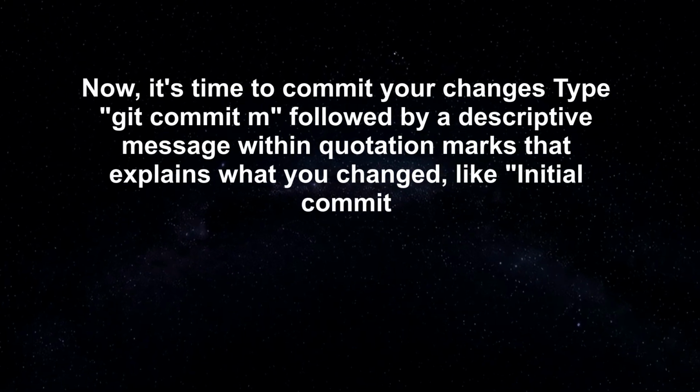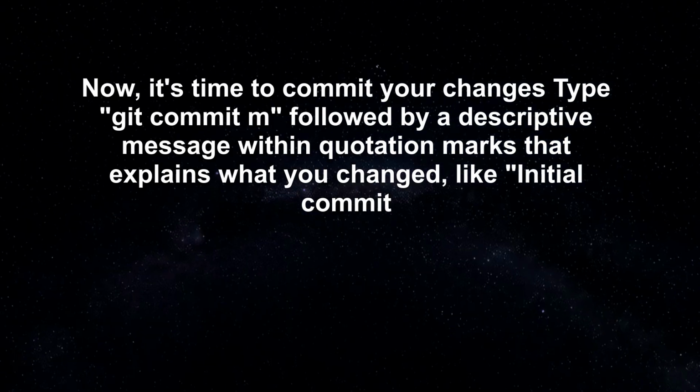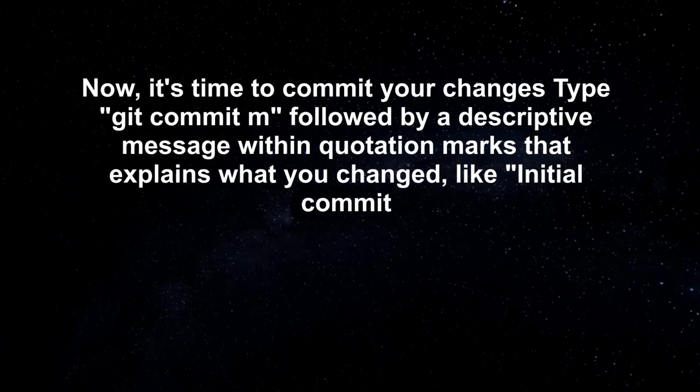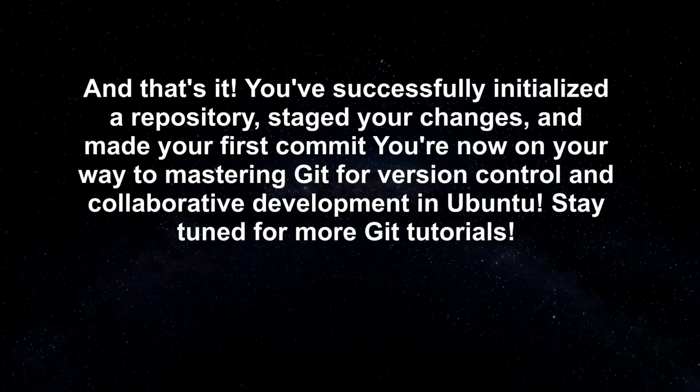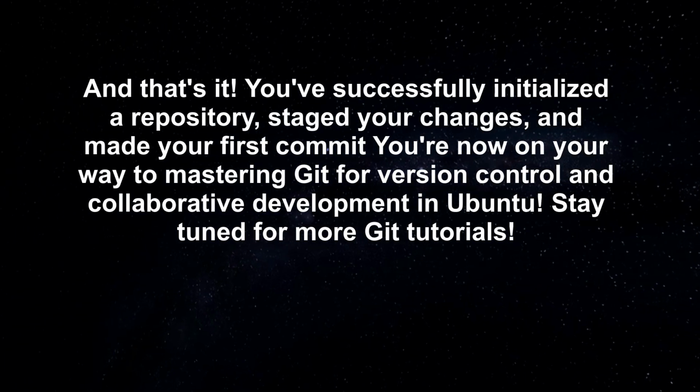Now it's time to commit your changes. Type git commit followed by a descriptive message within quotation marks that explains what you changed, like "initial commit". And that's it. You've successfully initialized a repository, staged your changes, and made your first commit.